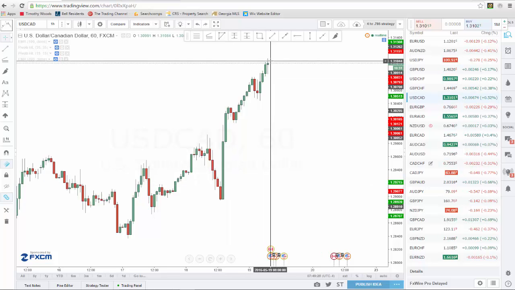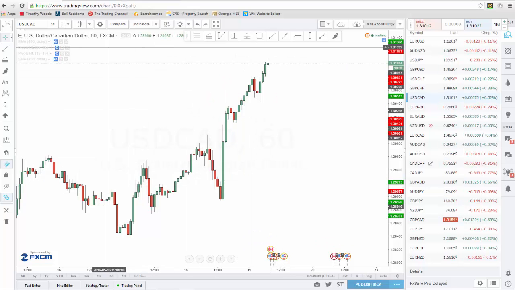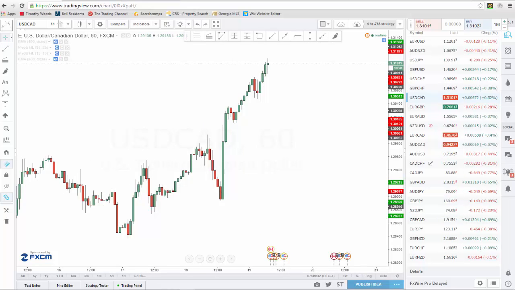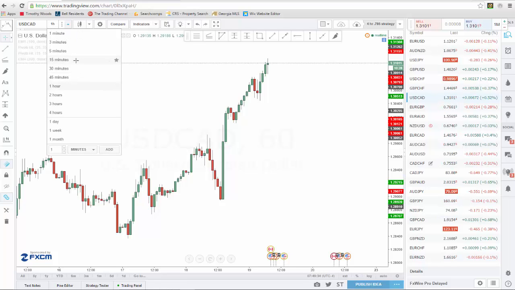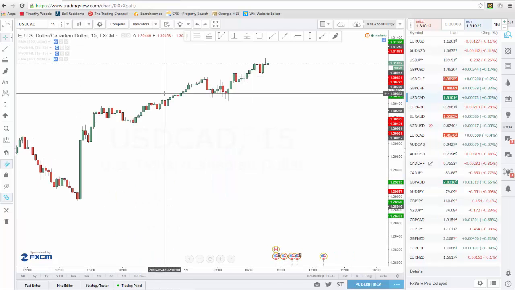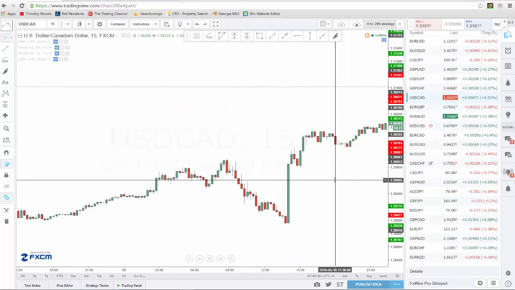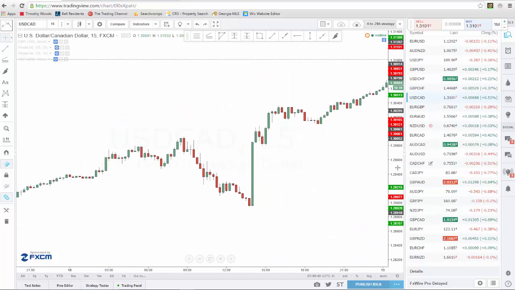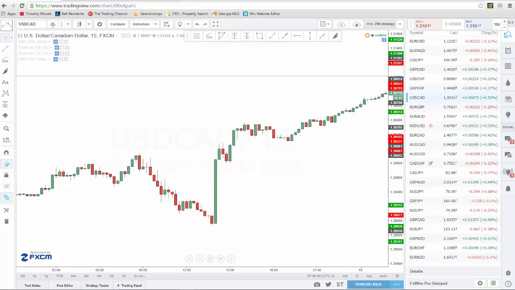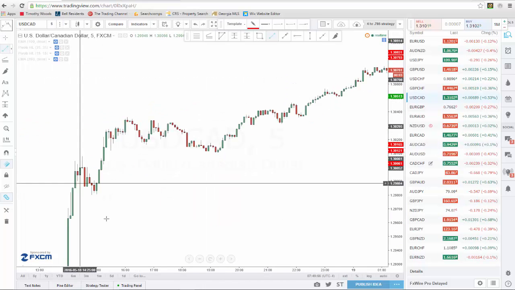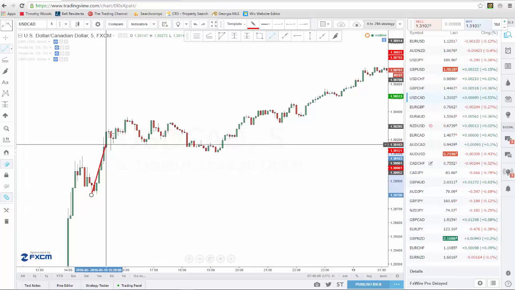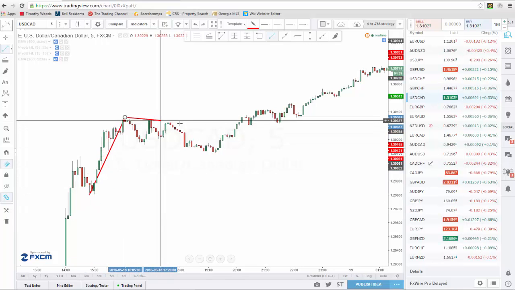But here on the hourly, we see that we've got a very impulsive move. Now, if we drop down to about the 15-minute or the 5-minute chart, I can almost guarantee you that there has been some very nice simple pattern trades. Here we are on the 15, probably going to be easier to see these on the 5. Alright, so here we have a nice flag pattern.